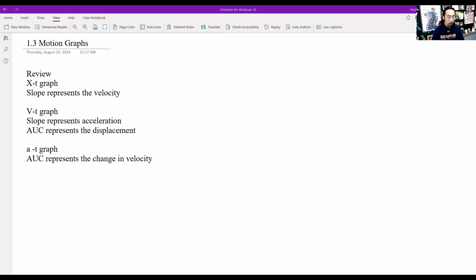In this video, we are going to be looking at motion graphs and the skills necessary to identify an object's motion. All right, so let's begin. The first graph that we want to go over is the position time graph. For the position time graph, we are looking at just the slope, and the slope represents the velocity.